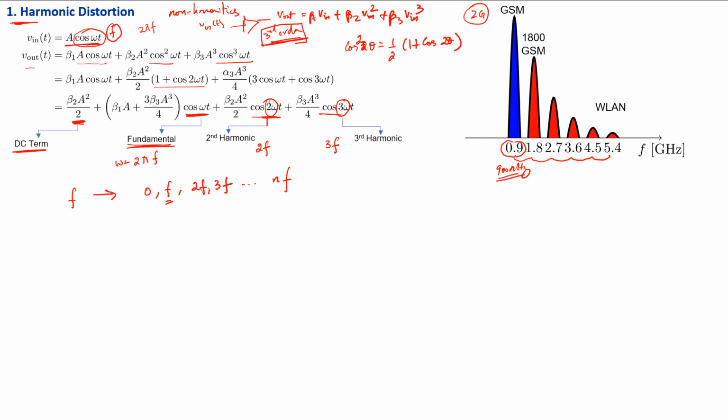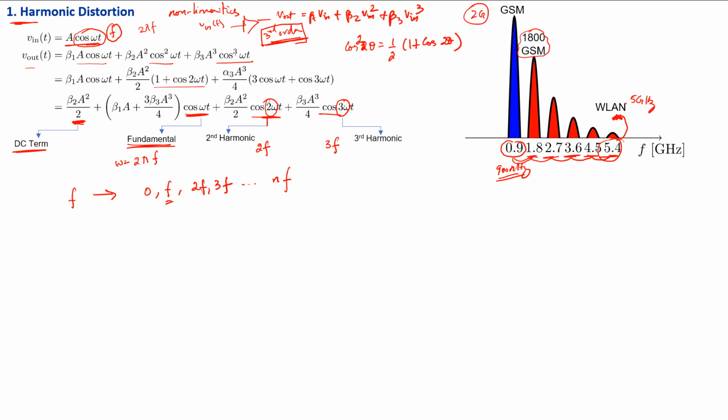So 0.9, the next multiple is 1.8, which was again used in the GSM standard for cellular technology. The third harmonic is going to be 2.7. The fourth harmonic is 3.6, and the fifth and sixth harmonics lie very close to the 5 gigahertz wireless LAN 802.11 standard operating frequency.